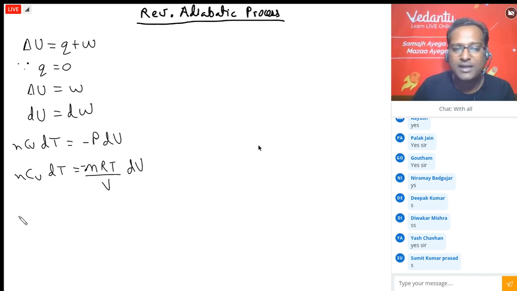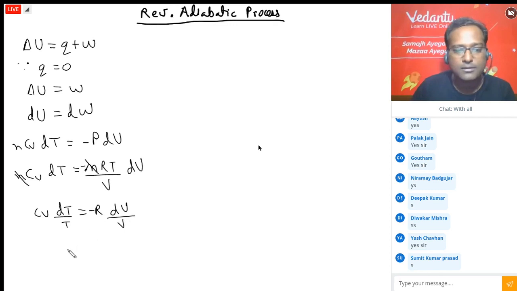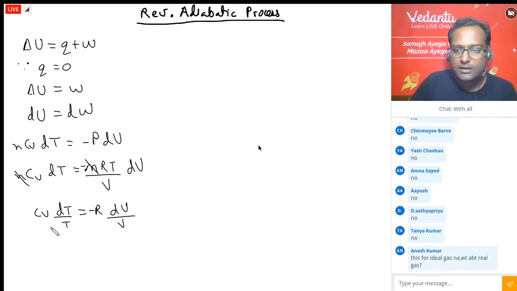Now I am rearranging it so that from nCV I get dT by T, and n gets cancelled, right? Why carry n along, let's remove n. So CV into dT by T becomes what? R into dV by V with a minus sign. Any doubt till here? Now this is for ideal gas.